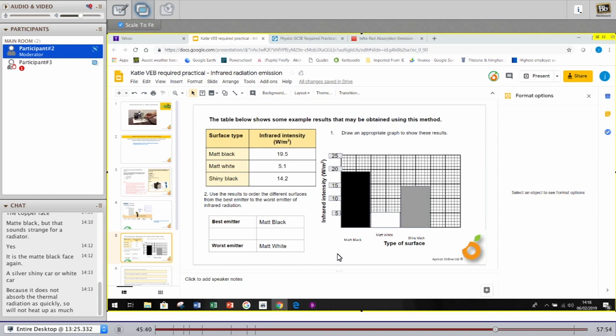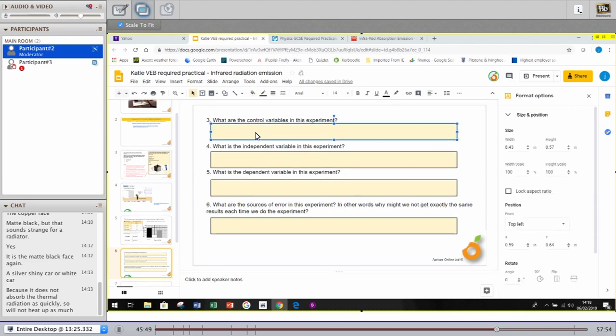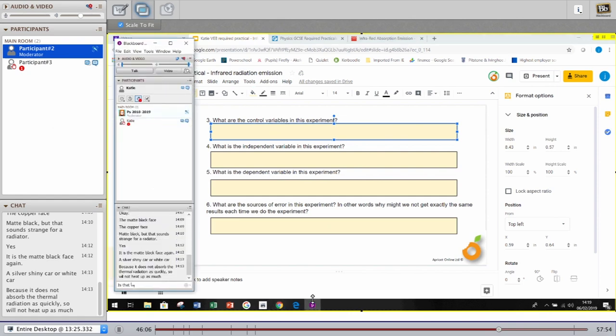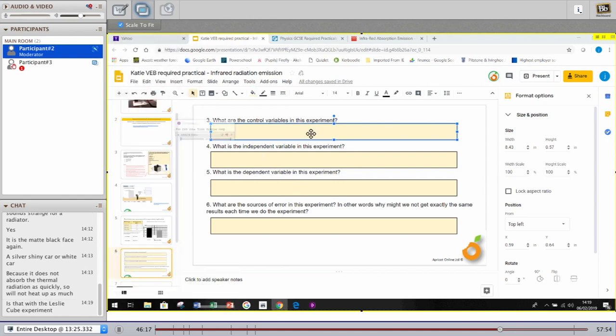Okay, that's good. If you want to go on to slide number 6 then, Katie. So thinking back, we're talking about that previous question. Okay, what are the control variables? So think about how you would have done that experiment. What are your control variables? Yes, so this is using the Leslie cube experiment. So if you were measuring it, what would you have to control?